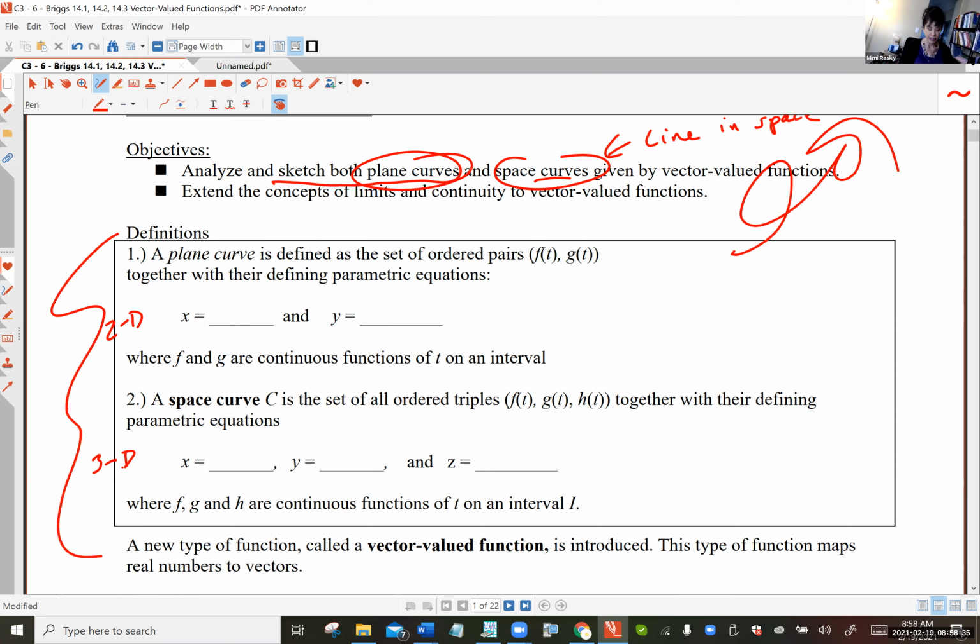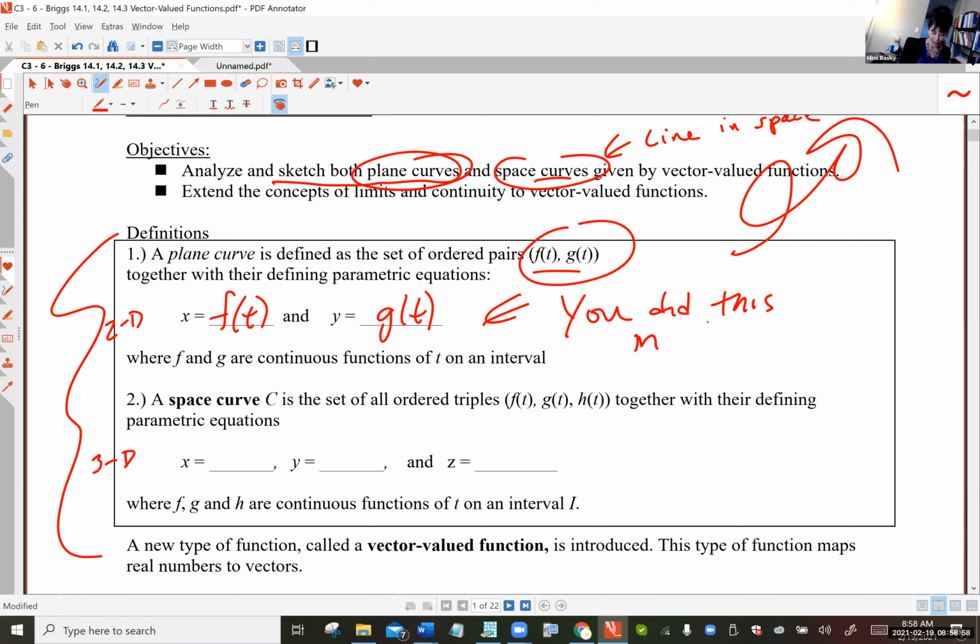So in 2 dimensions, a plane curve will be described by a set of parametric equations, essentially, where your x can be found by some function of t and your y is given by some other function of t. And I claim you already studied this. You did this in calculus 2. Really? I don't remember. You did. Well, when did you do it? Probably the last week of class when you studied parametric equations.